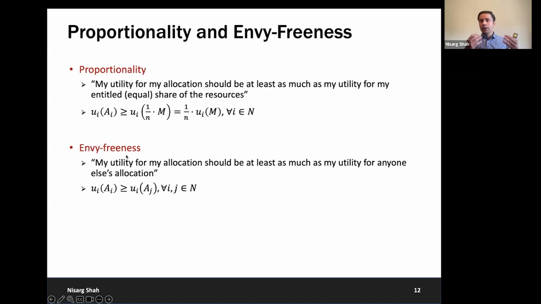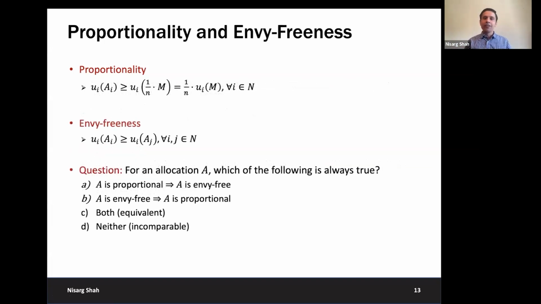Envy-freeness takes a different viewpoint. Here we look at agent i's utility for her own allocation versus agent i's utility for the allocation of another agent j. And we make sure that the former is greater than or equal to the latter for all i, j. So note that here I'm writing agent i shouldn't envy agent j, but when you apply it for all i, j, it would also mean that agent j shouldn't envy agent i, and that inequality would have u_j in it on both sides.